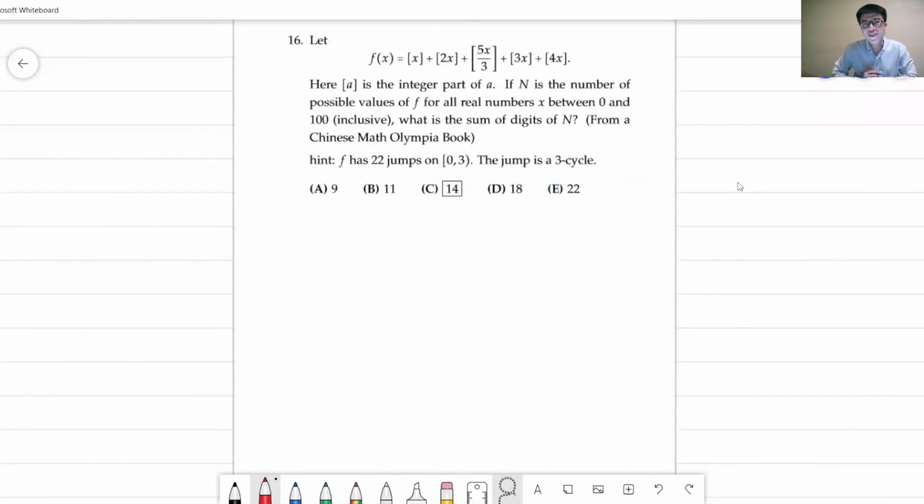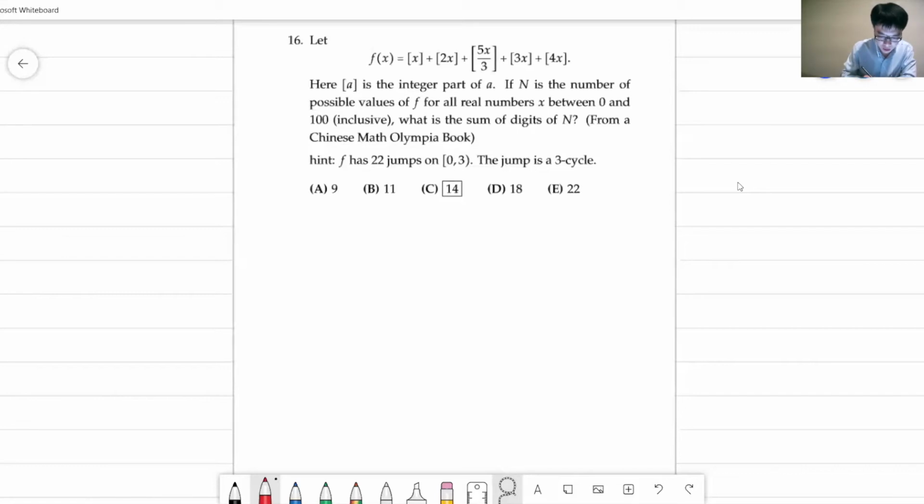Okay, let's do problem 16. We have the following function in terms of the integer part of certain expressions. We need to find the capital N, the number of possible values for f, if x ranges from 0 to 100. All right, let's see. For this function, we only have jumps at certain values. So let's see how many jumps we have when x ranges from 0 to 100.